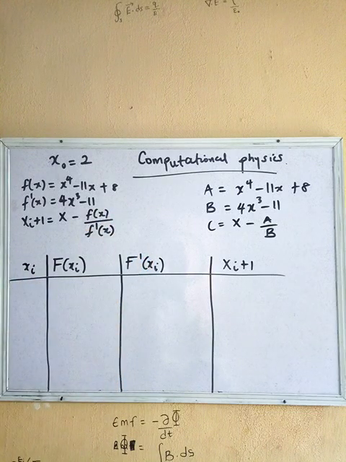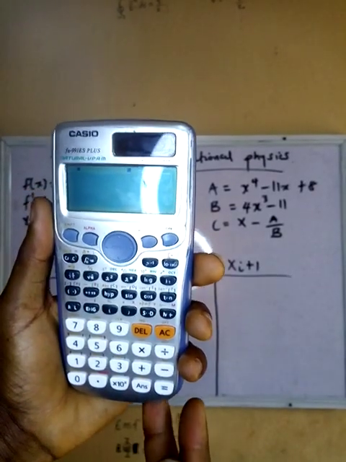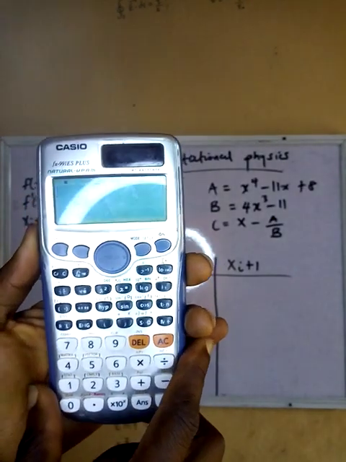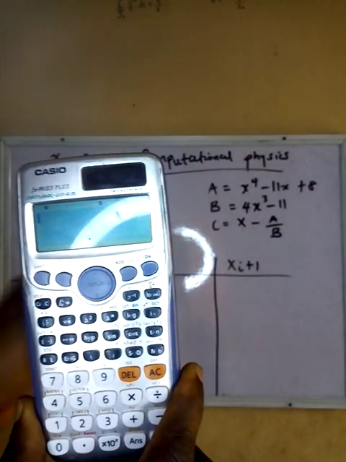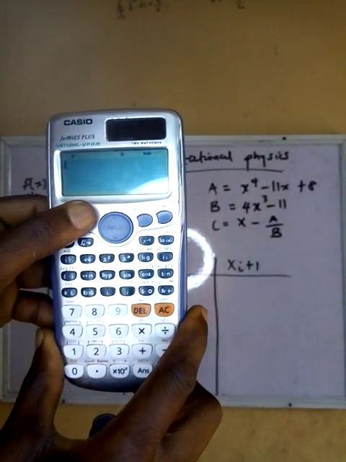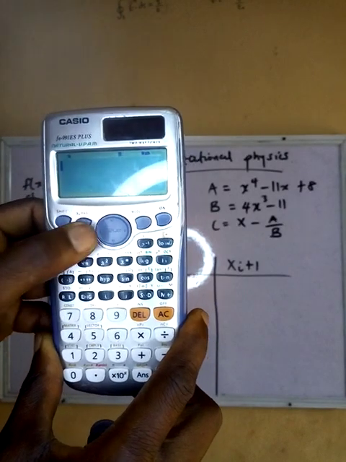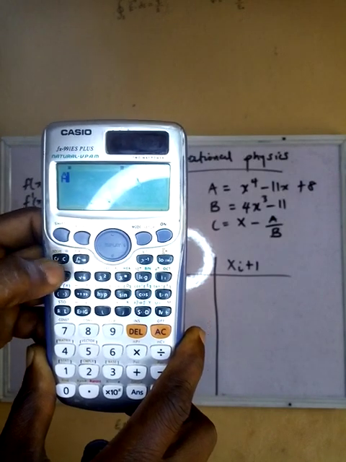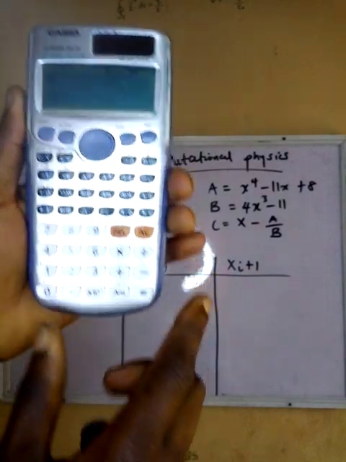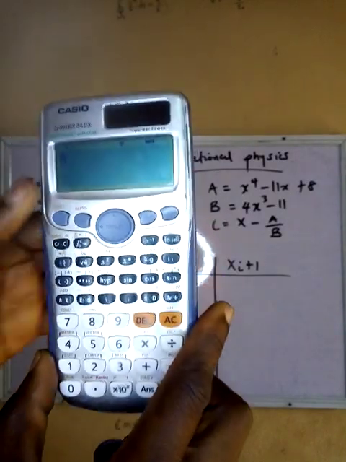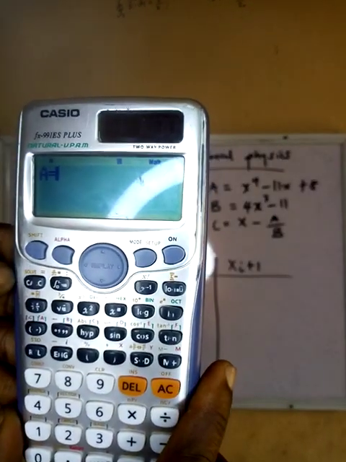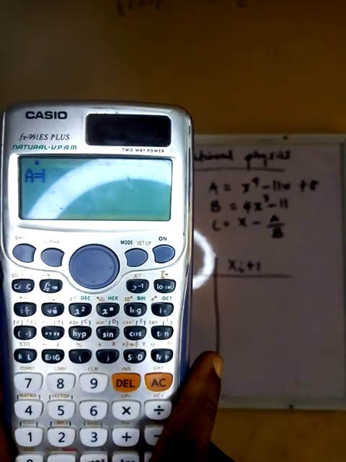So let's begin. Get your Casio calculator, sit tight, and follow these steps. Now, this is your Casio calculator. In order to enter A, you press alpha here, and here is your A. So alpha A. Are you seeing? Then in order to insert that equality sign, please do not use this equality sign here. But if you check carefully, there's an equality sign here. So press alpha, then equal to. Are you seeing? Alpha equal to.